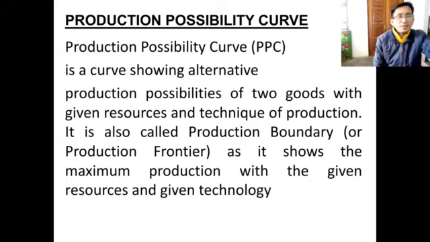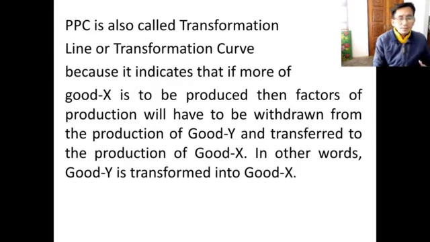The production possibility curve is also called transformation line or transformation curve because it indicates that if more of good X is to be produced, then factors of production will have to be withdrawn from the production of good Y and transferred to the production of good X. In other words, good Y is transformed into good X. In order to produce good X, we have to sacrifice the production of good Y. That we'll discuss with the help of figure also and with the help of production possibility schedules.